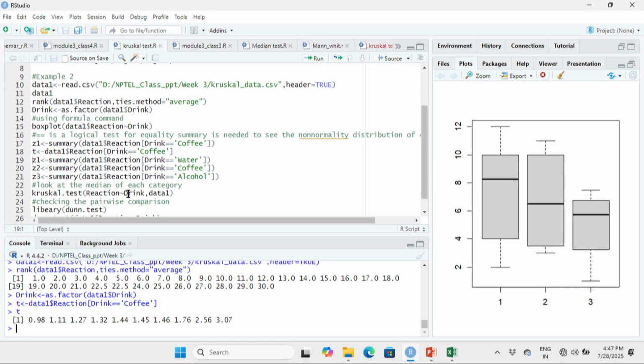Finally, you can go for the Kruskal test, kruskal.test.